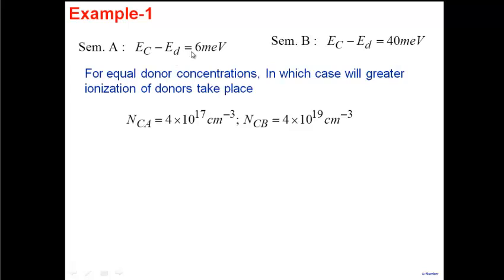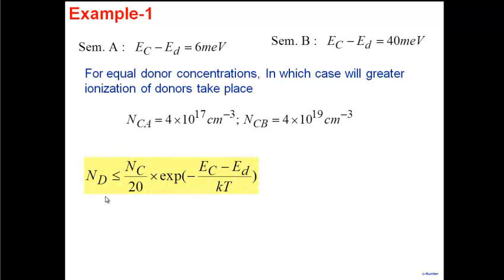ED is closer to EC, but then the number of states is less. And ED is further away, but the number of states is large. Now you can't answer by reasoning alone, you need equations, right? And which equation do you use? Well, use this equation. Can you use this equation to answer in which case? That's the key equation that you should remember.